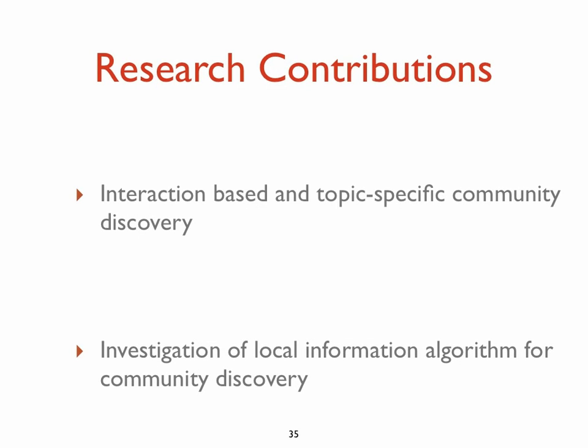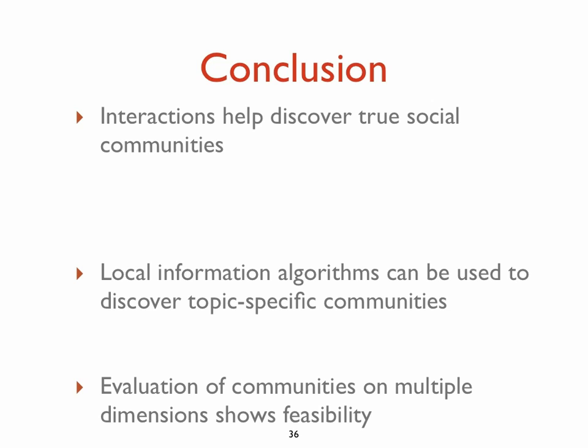In this work, we introduced a new algorithm for interaction-based topic-specific community discovery on Twitter. We investigated a local information algorithm to address large-scale network challenges. In addition, we also made use of heterogeneous interactions for discovering communities. Interactions between users can help discover social structures with high precision. Local information methods can be used to address large scale network challenges. Heterogeneous interactions could also be used. Evaluation of communities across multiple dimensions, structural, semantic, and empirical, shows that our approach is feasible.